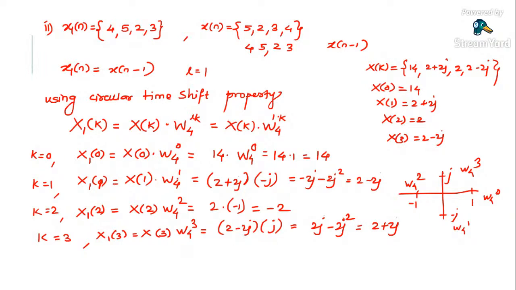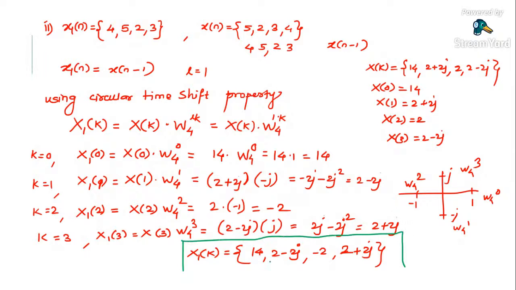So by using the circular time shift property, you got x1 of k equal to 14, 2 minus 2j, minus 2, 2 plus 2j. Without using the DFT matrix, it is now calculated by using the property of DFT. Understood? This is how a DFT property can be used. Here we have used the circular time shift. You must find the relation between the given term and the new term. Once you find the relation, then you can use the property.